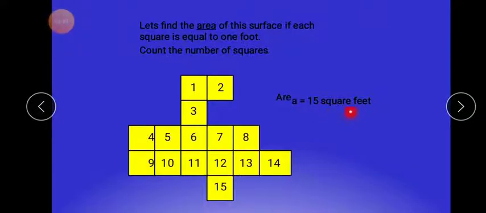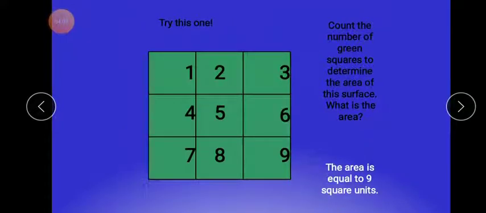Why is it square feet? Because it is given here that 1 square is equal to 1 foot, which means the area of 1 square is 1 square foot. So in total we have 15 squares, and the area will be 15 square feet.